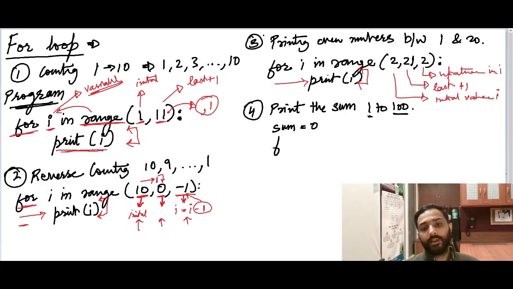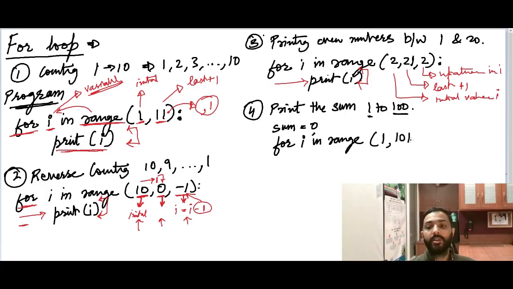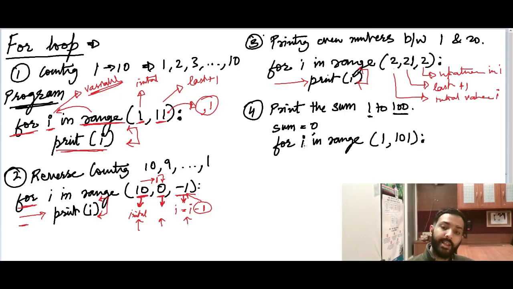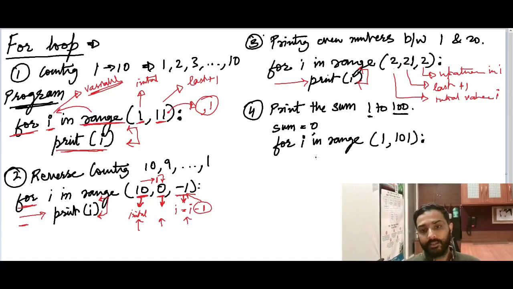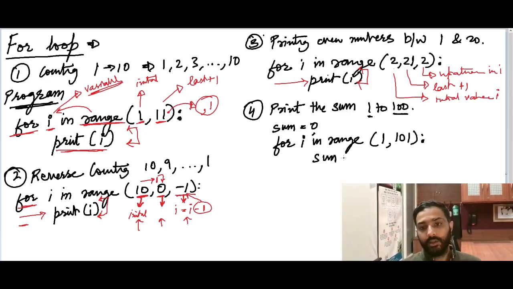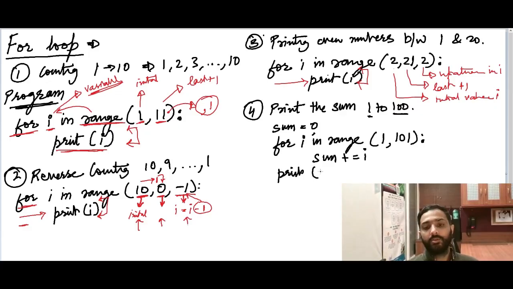Then we will start with the for loop for I in range starting from 0, ending plus 1 means 101. I will have these values in each iteration starting from 1 till 100. And in each iteration what we want is sum plus equals to I. And after the loop we want to print the value, so we can print sum.